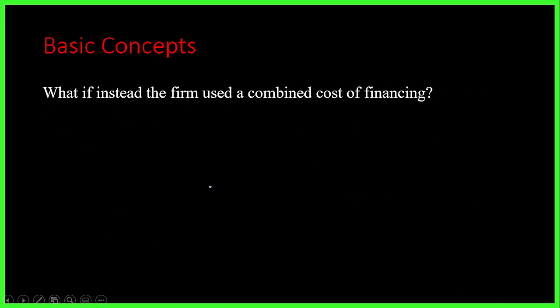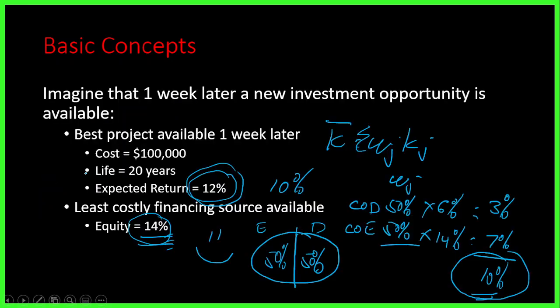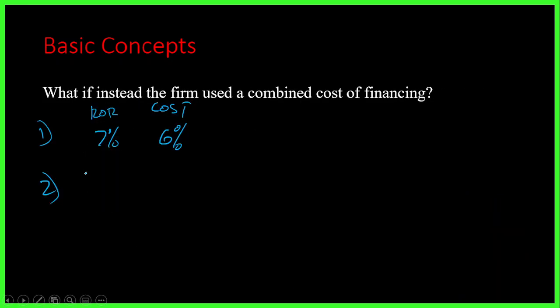Okay, now let's continue. So what if instead the firm used a combined cost of financing? Ayun, na-compute na natin kanina. If you try to summarize, in the first project, you have your rate of return of 7%, and then you have the cost at 6%. In the second project, the rate of return is 12%.